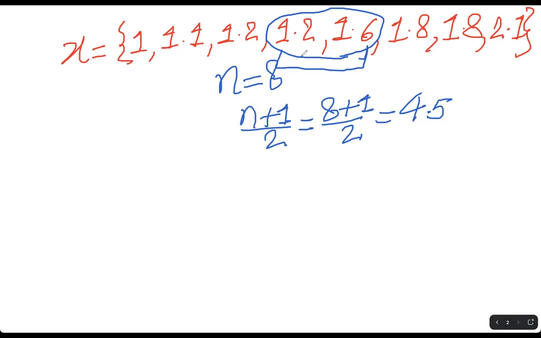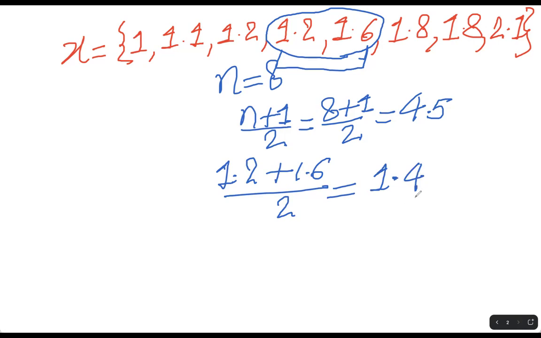So what I do, I take the fourth value, I take the fifth value, and compute the simple mean of both of them. My fourth value is 1.2 and my fifth value is 1.6. If I calculate the mean of these two values, what is the average of both? It will come out to be 1.4. Now I will declare that the median of all my points is this. This is my median value.